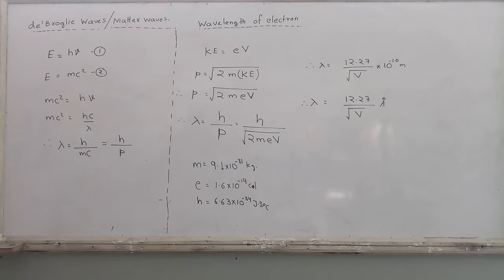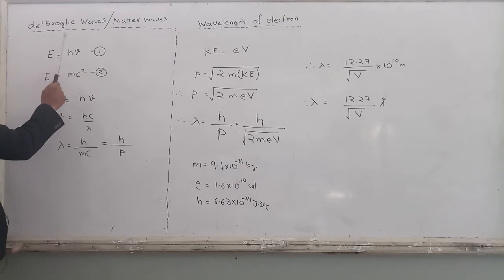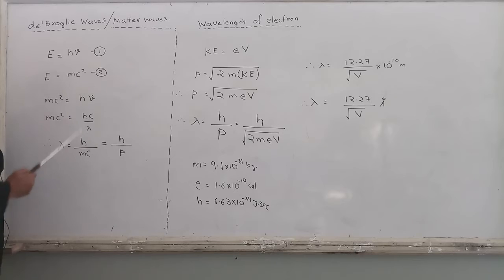Hello friends, in this video we are going to talk about matter waves, also known as de Broglie waves. We have two equations of energy. One is applied to radiation, that is E equals h nu, and the other equation gives how much energy you get when mass is converted to energy: E equals m c squared. One is the energy of radiation, the other is the energy of matter.